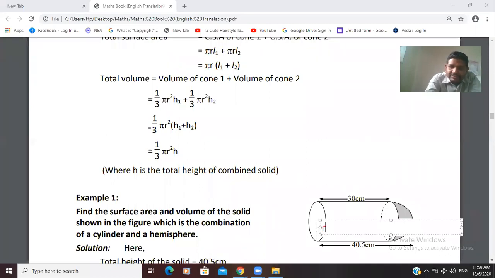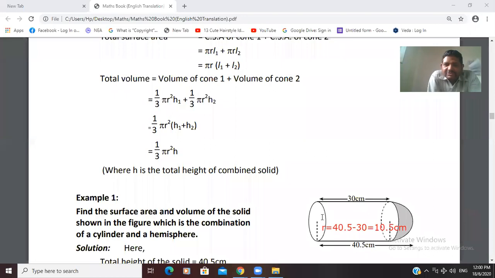R equals 40.5 minus 30 equals 10.5 centimeter. Now you have got the radius also, so you can find out the total surface area.